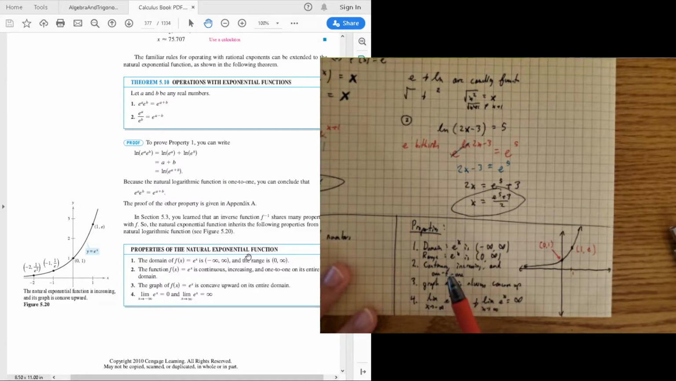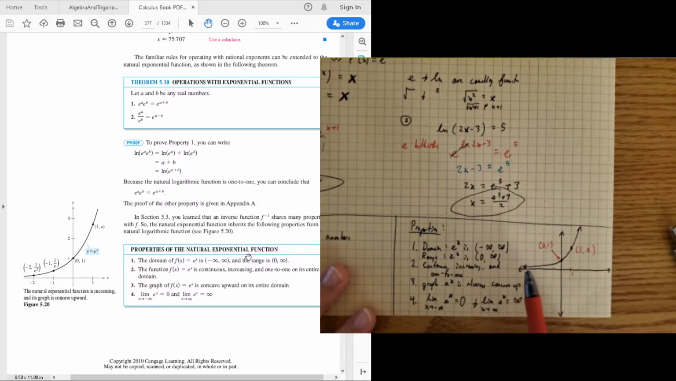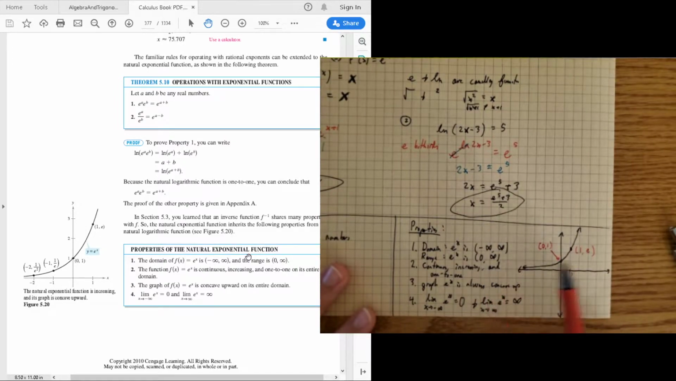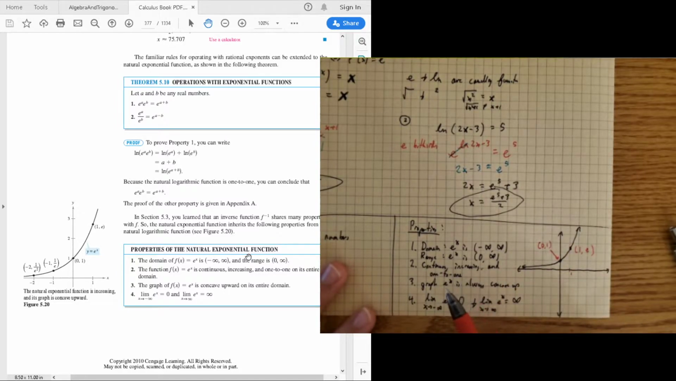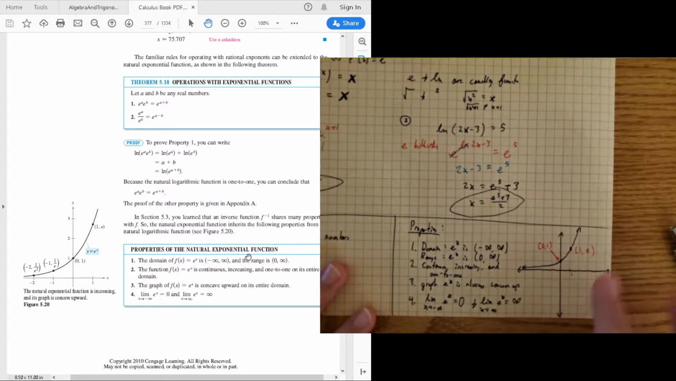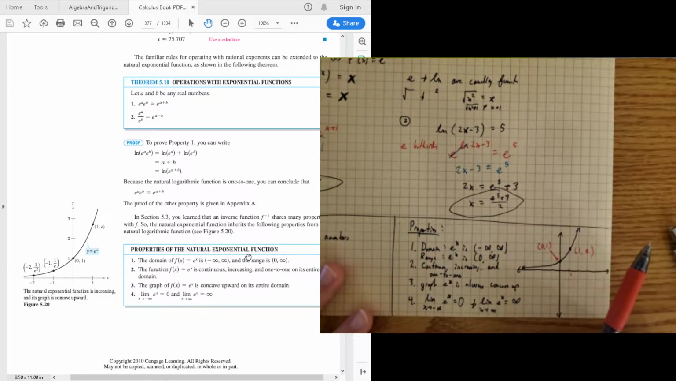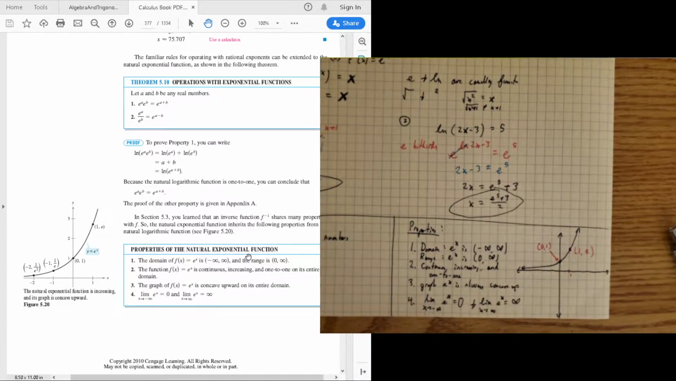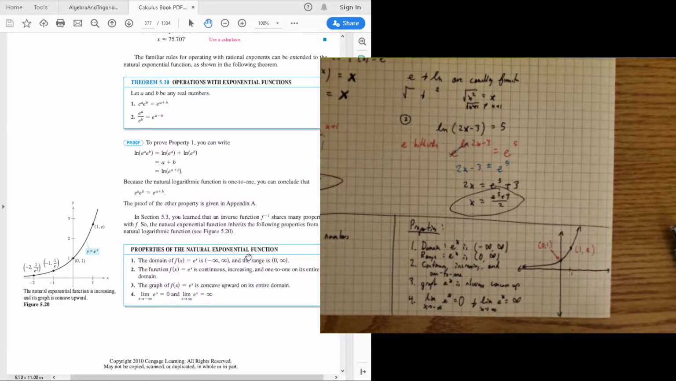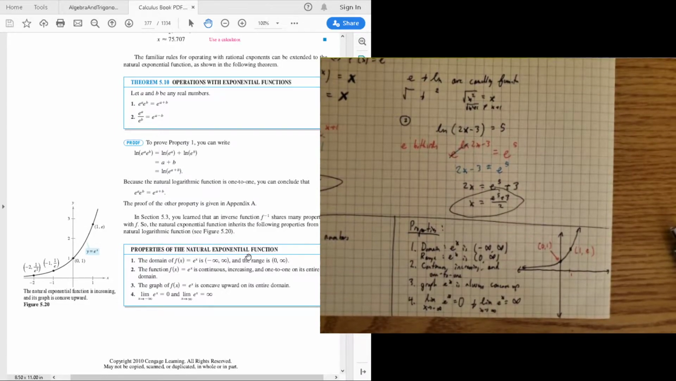It is continuous because there are no asymptotes, no holes. It's increasing because over time we continue to go up. And it is one-to-one because it passes the horizontal line test. And the last little piece here is that e to the x is always concave up. Anywhere in here, it is like a bowl, which means it's opening upwards, which means it is concave up. So each of these components allows us to talk about what it is to be an exponential function.